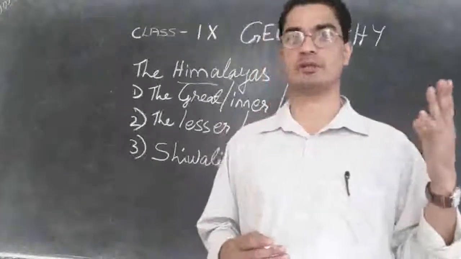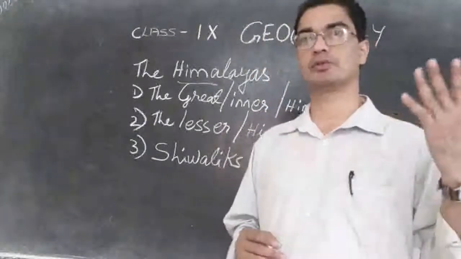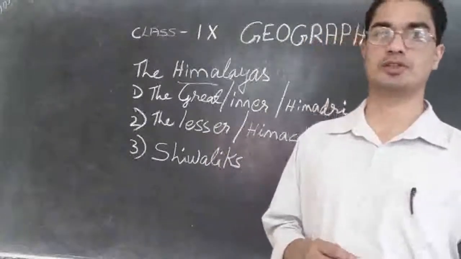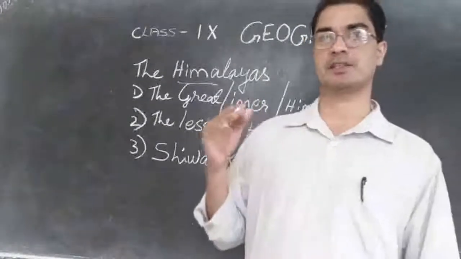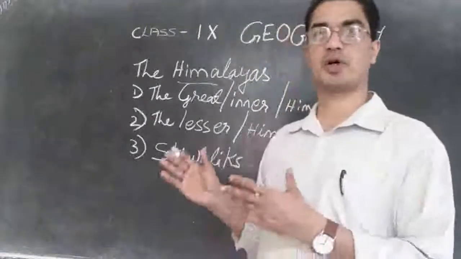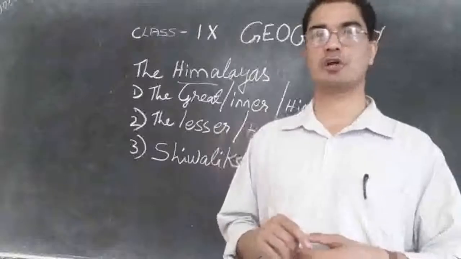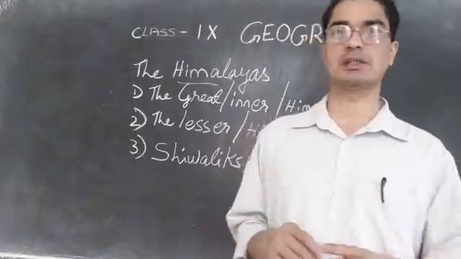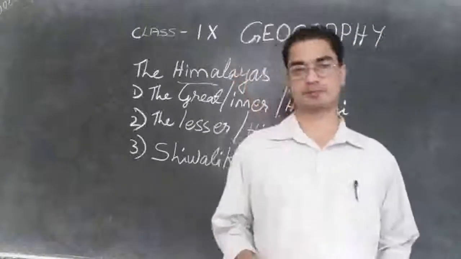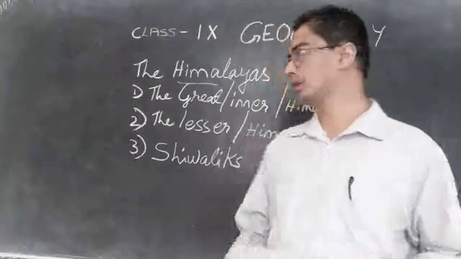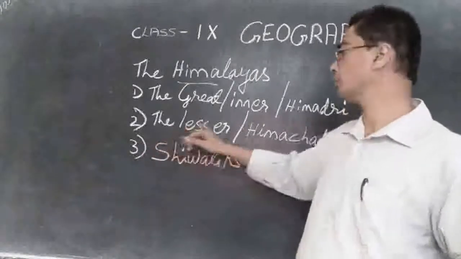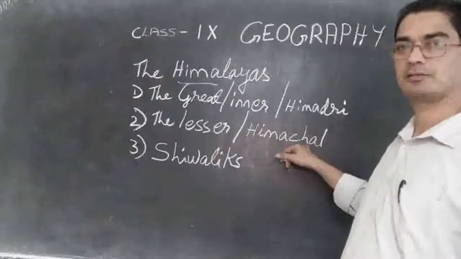So many people go to Shimla. So many people go to spend their time in Kashmir during the summer and so on. It is because they are hill stations and the climate is very fine. So they escape from the hot place and go to the cold place in order to spend their annual vacation and so on. So remember, this second range is known as the Lesser Himalaya or the Himachal.